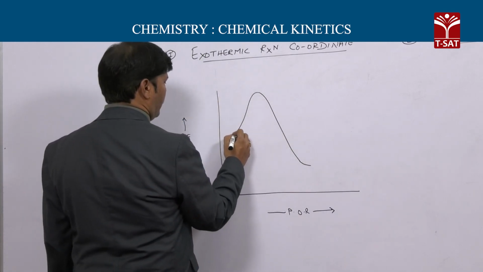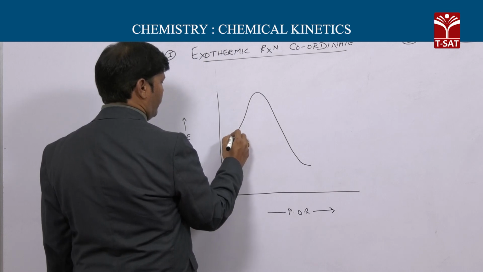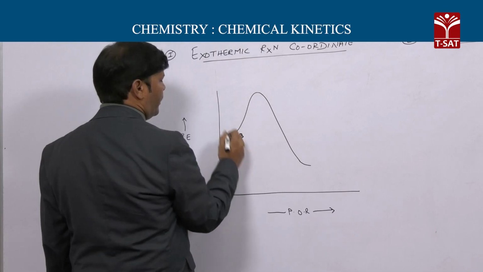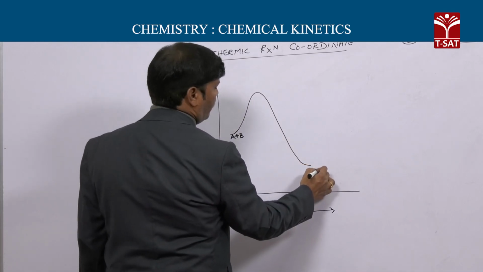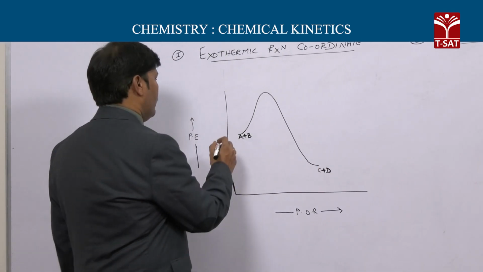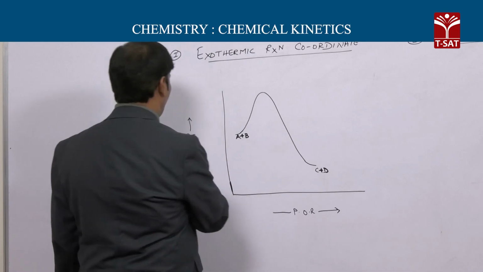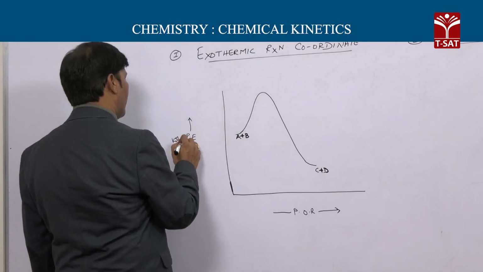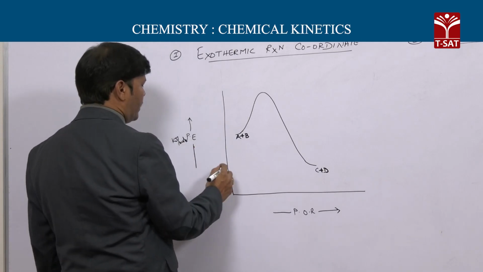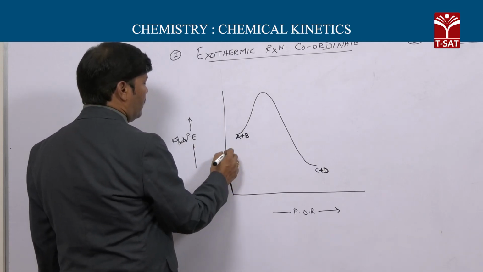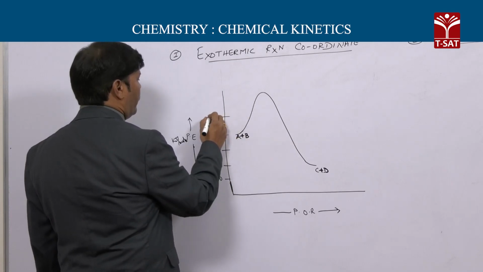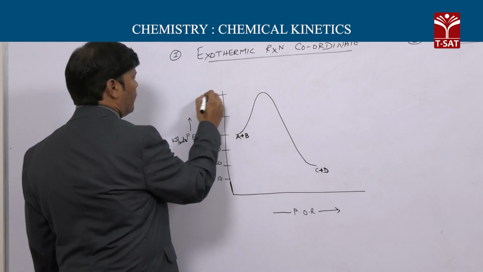These are the reactants, which I will take as A plus B, and these are the products C plus D. Suppose I am expressing this potential energy in terms of kilojoules per mole, I can take 10, 20, 30, 40, 50, 60. This is not to scale, only for understanding purposes.